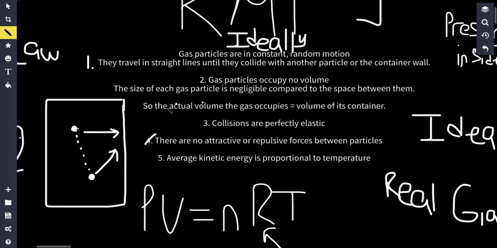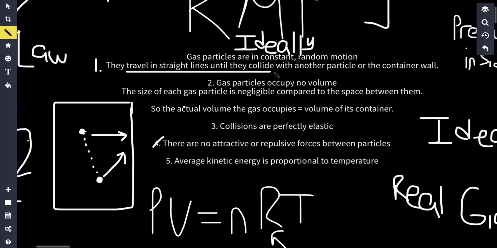So the statement that there are no attractive or repulsive forces between particles is wrong in the real world. Number 1, the gas particles travel in straight lines. Well, if two gas particles attract each other, that can offset the path of one of them. So gas particles don't have to travel in straight lines, because intermolecular attractions can cause that path to be disrupted.